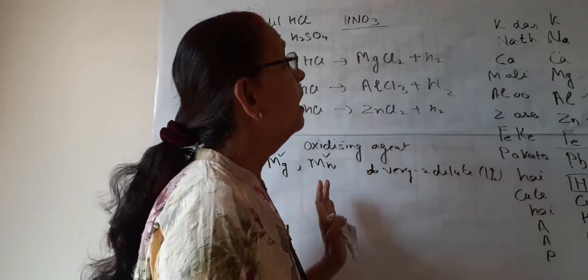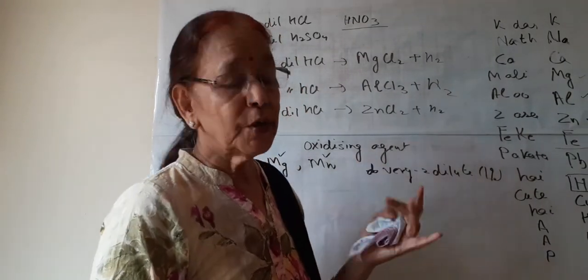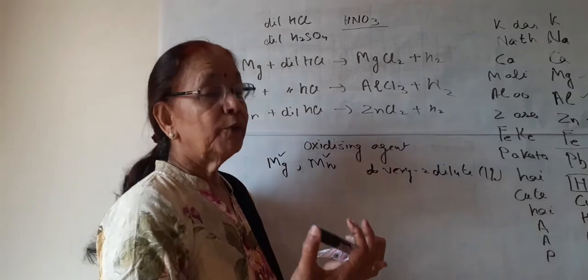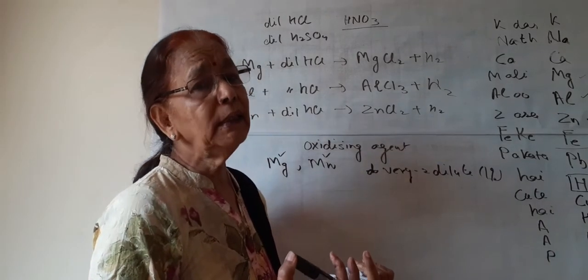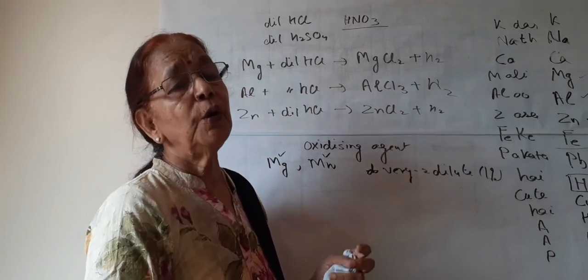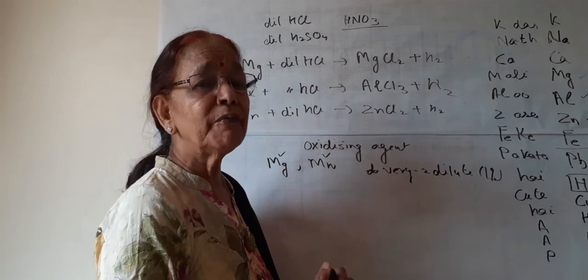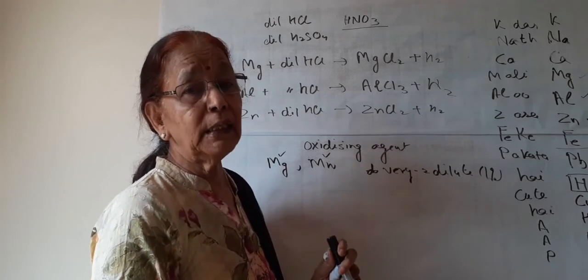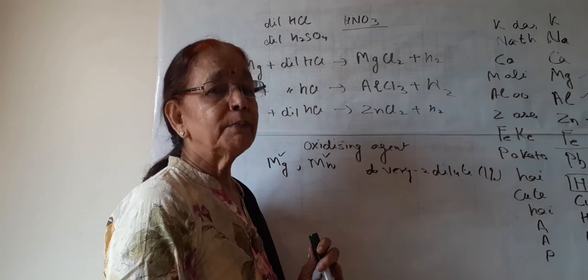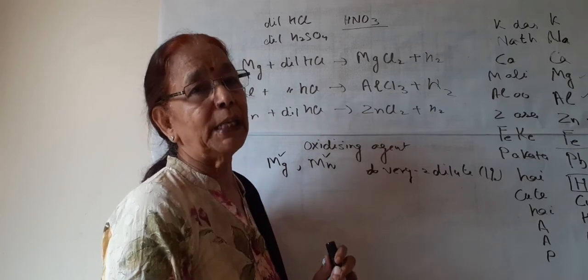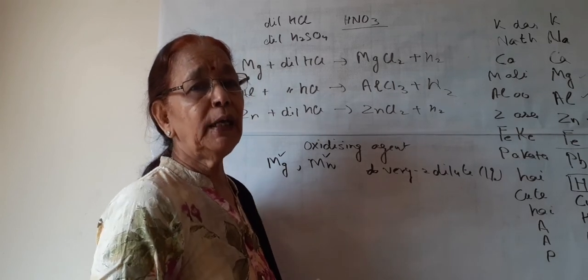So this is how the reactions of metals with air or oxygen, water and acids are covered, and in the next video we will take the reaction of metals with salts of other metals. So this is all for today. Thank you.